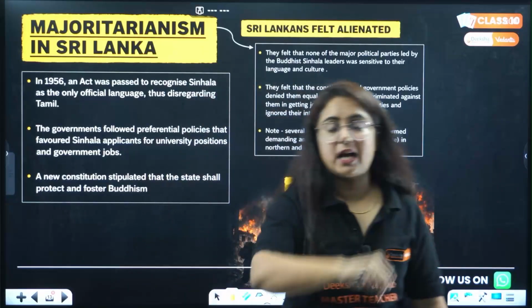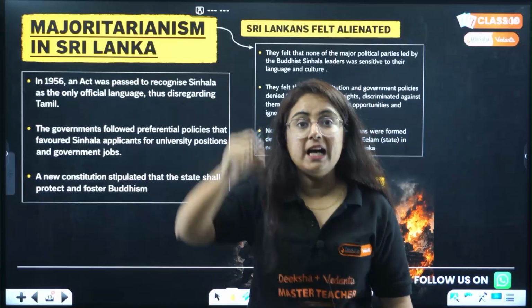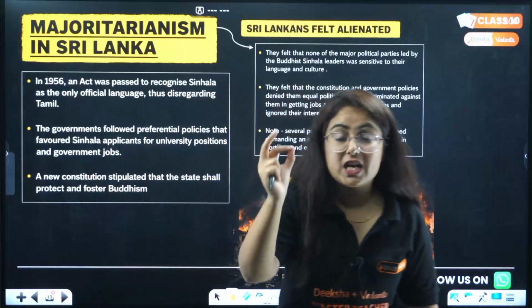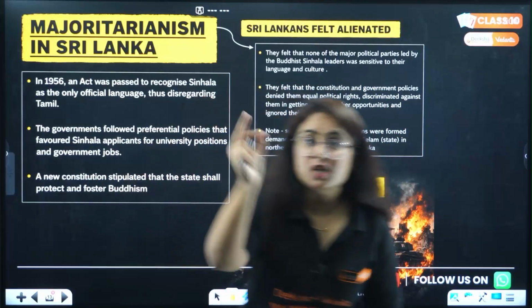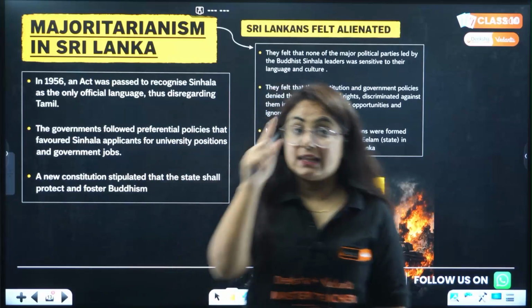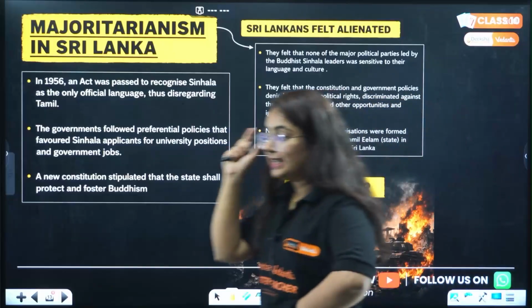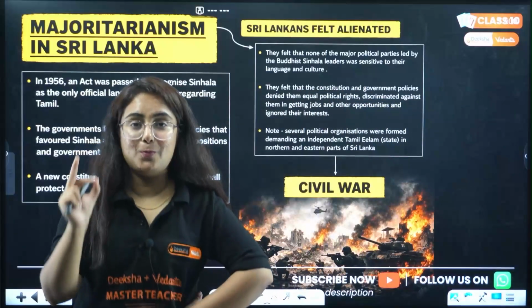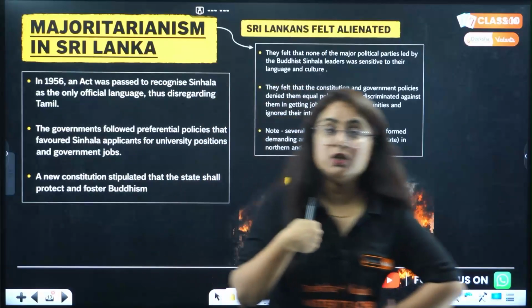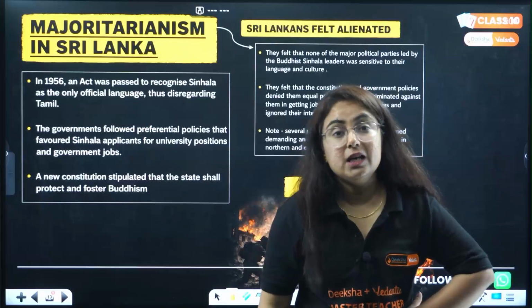I'll make you understand very nicely with the definition: majoritarianism is a phenomenon in which the majority population thinks that by whichever way possible, they should rule the nation. By whichever way possible. And that is what was adopted in Sri Lanka. The Sinhala-speaking people, that is 74%, thought that the majority population is ours, so we should rule the nation, and that is known as majoritarianism in Sri Lanka.